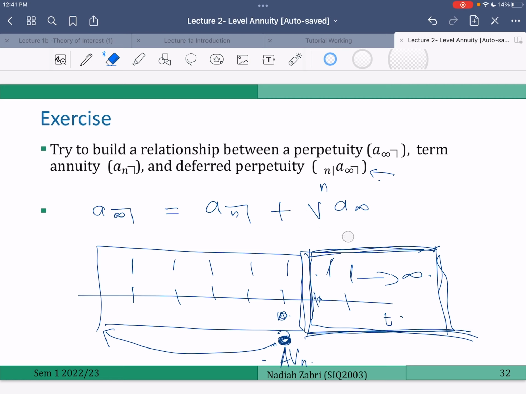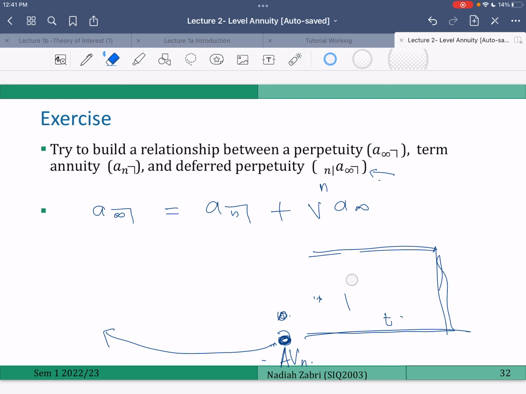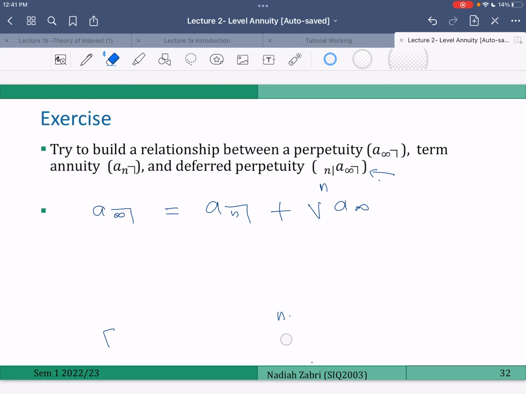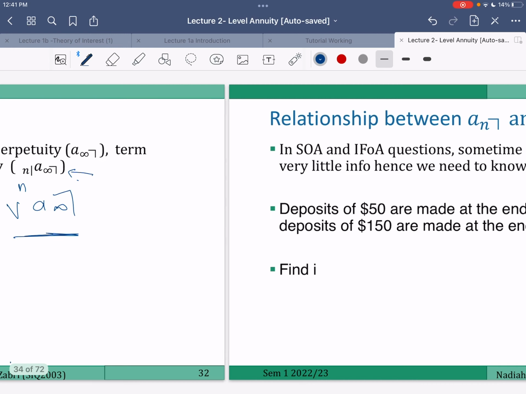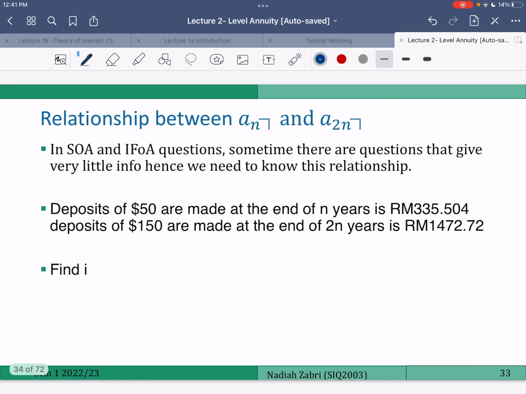Okay. So this is the relationship between perpetuity, annuity, term annuity, and deferred perpetuity. Next, the relationship between A angle N and A angle 2N.